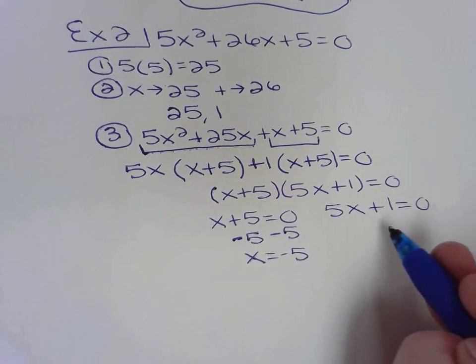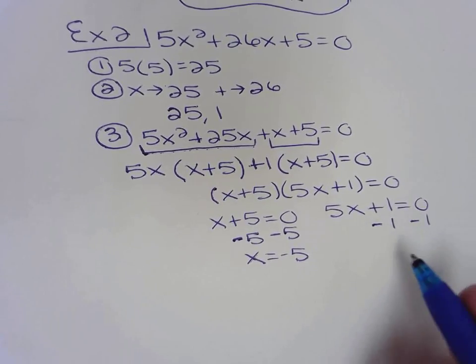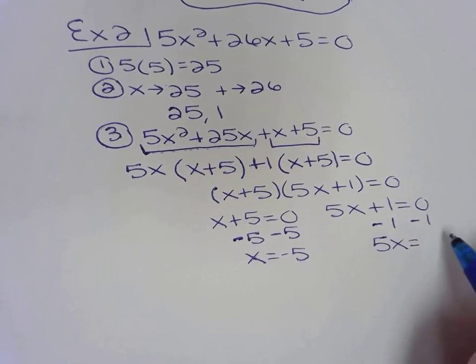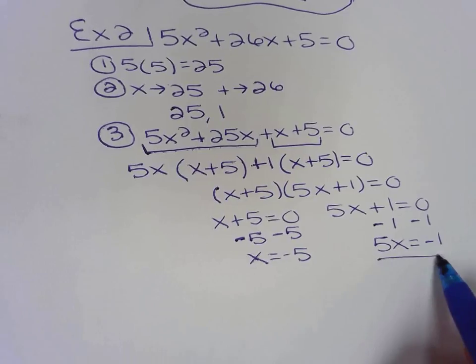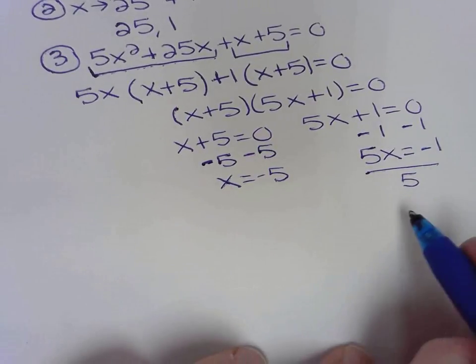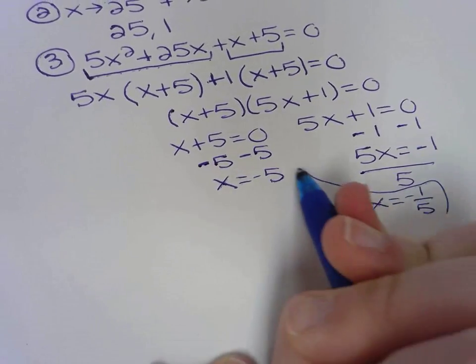How do I solve this other equation? Minus 1 first. Yep. Negative 1/5. Okay, yep. 0 minus 1, 5x equals negative 1. Divide by 5. Negative 1/5. Yep, so x equals negative 1/5. Those are my 2 answers.